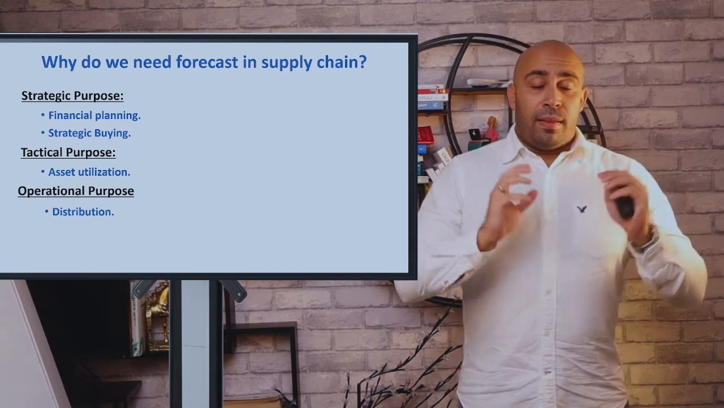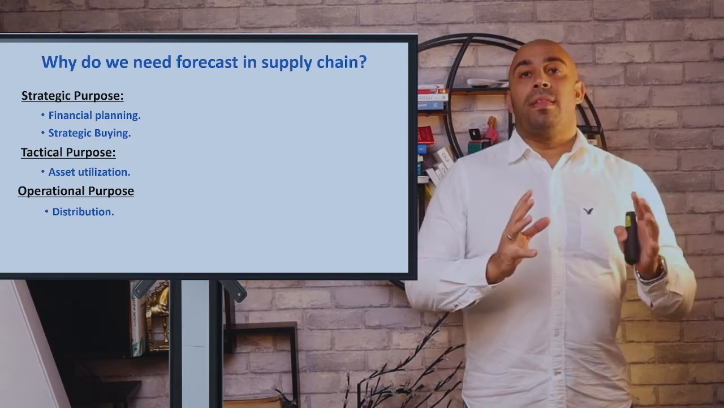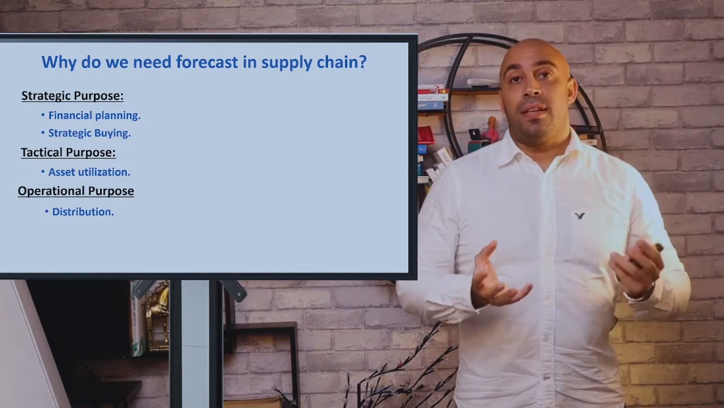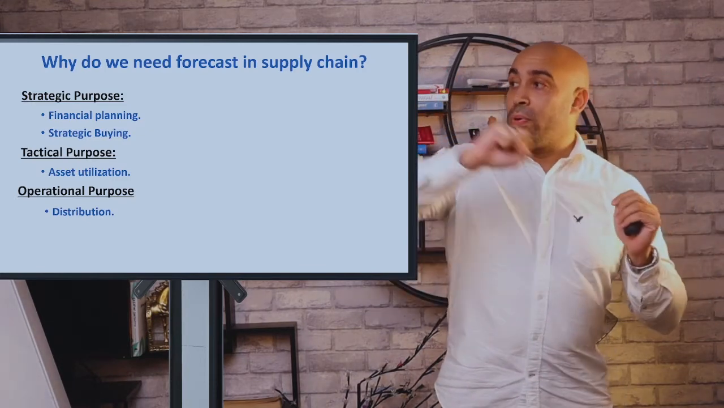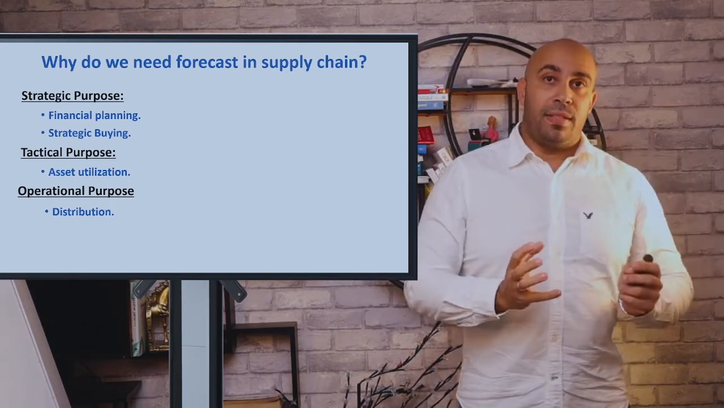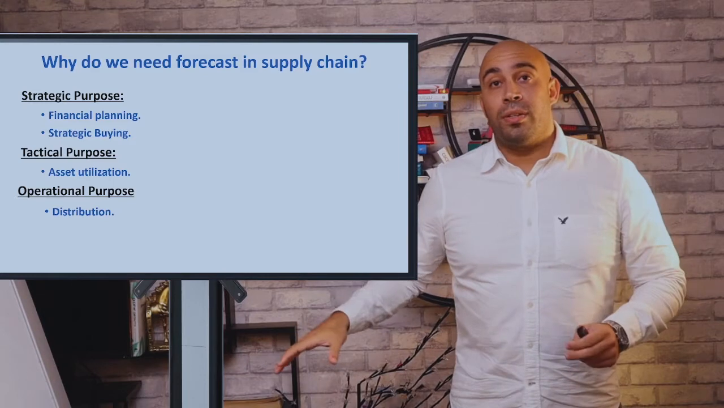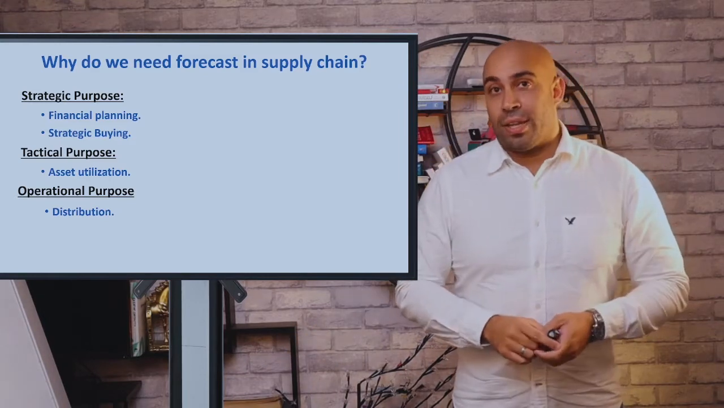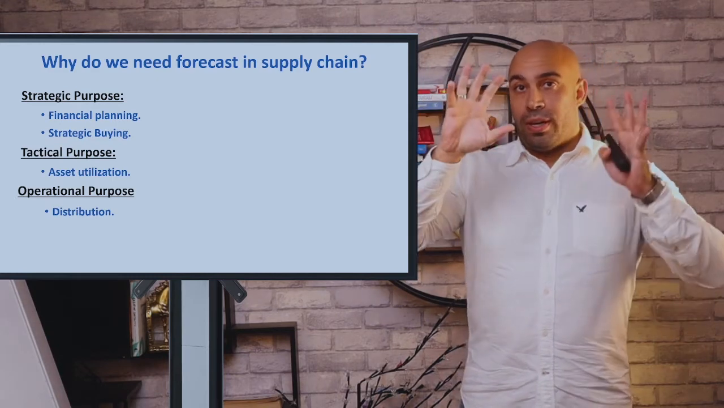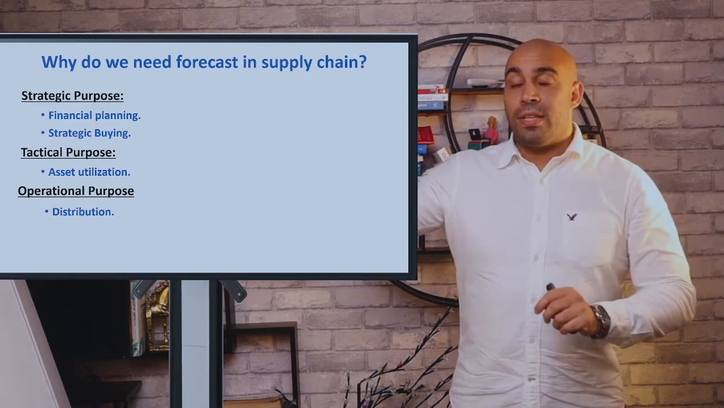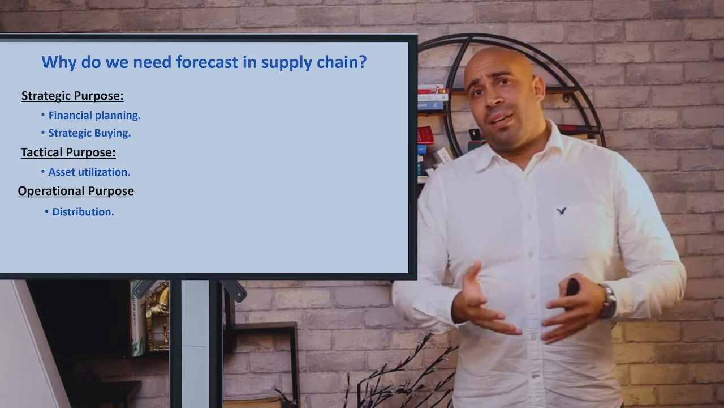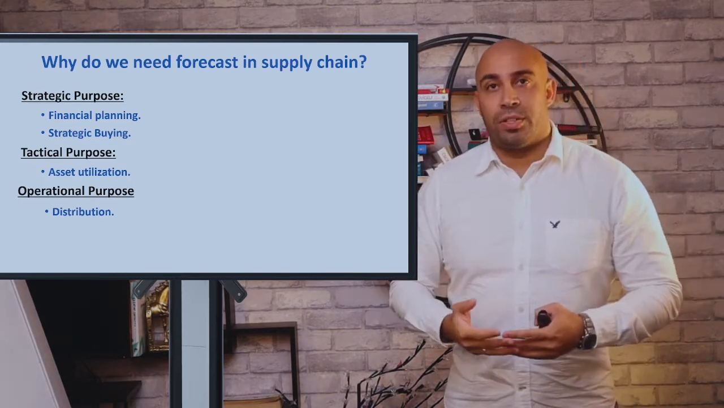Because most companies are working with push strategies, let's say that they have CDCs, central distribution centers, and they are pushing their stocks or inventory from their CDCs to DCs across the region, then they need to split the forecast. Because without splitting the forecast, you will not be able to push your stocks from CDCs to DCs. So you have to split the forecast at the operational level. And what I'm saying here in operational level is the day-to-day operations, executions.